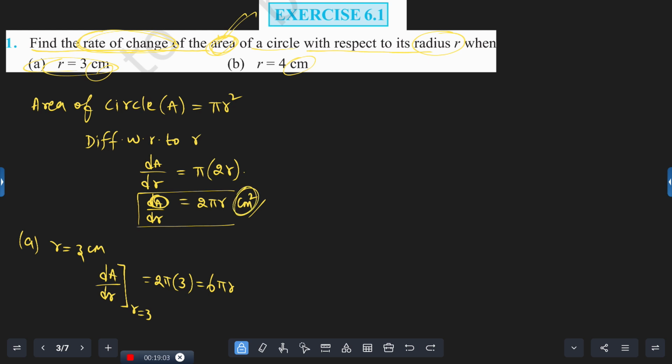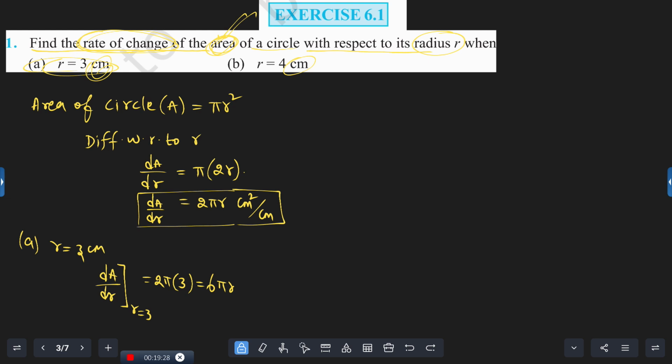Area means centimeter square. This is rate of change, means per second or per time, or per what we have to mention. Per means in denominator, what do we have? Radius. Radius also in what measurement? Centimeter. So centimeter square per centimeter you want to mention. Be careful. Don't think it will cancel. Understand? This is what we are mentioning.